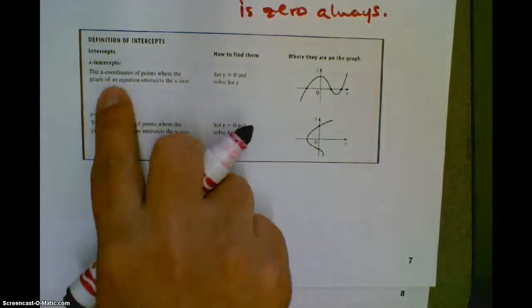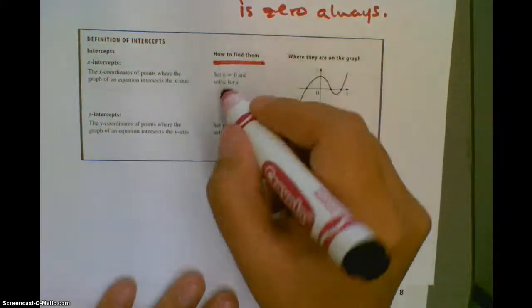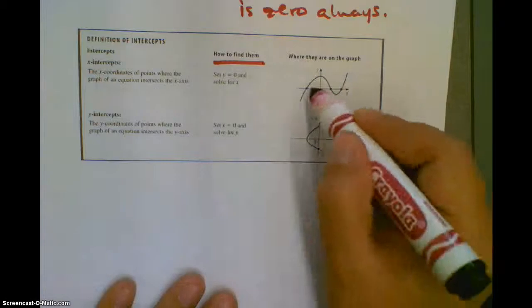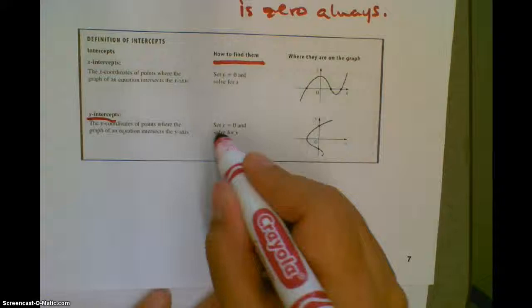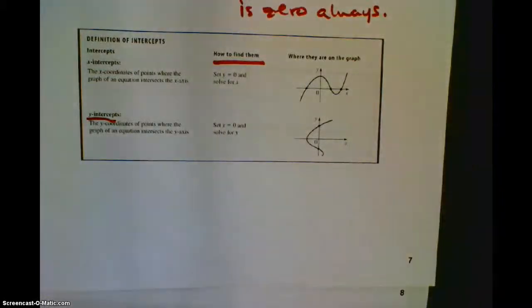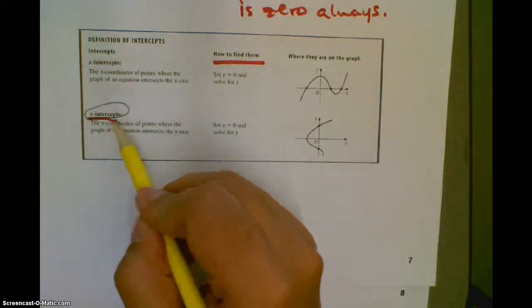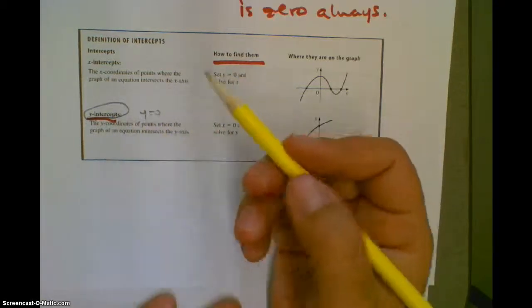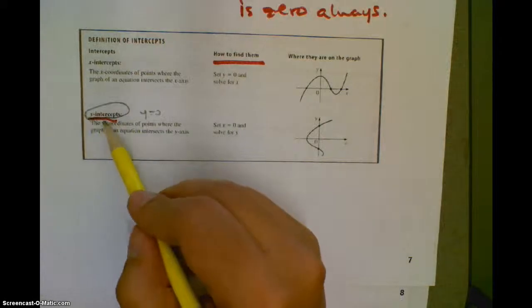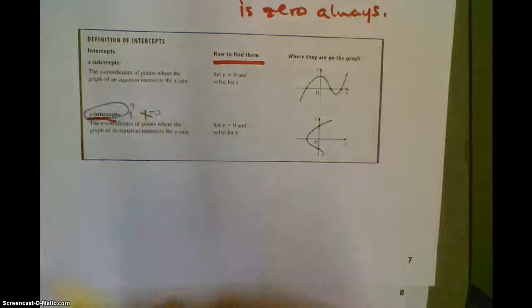So, the definition of intercepts. The x-intercepts are the x-coordinates of points where the graph of an equation intersects the x-axis, and that's something you see here. To find them, we set y equal to 0, because that's what we know about the y-coordinate of those points, and solve for x. To find the y-intercept, we set x to 0 and solve for y. Some people may get confused about what to set equal to 0. But just remember, if you're finding the y-intercept, it does not make any sense to make y 0, because then you've already found y. You don't know how much y is, but you do know how much x is. So please stop getting confused with that.